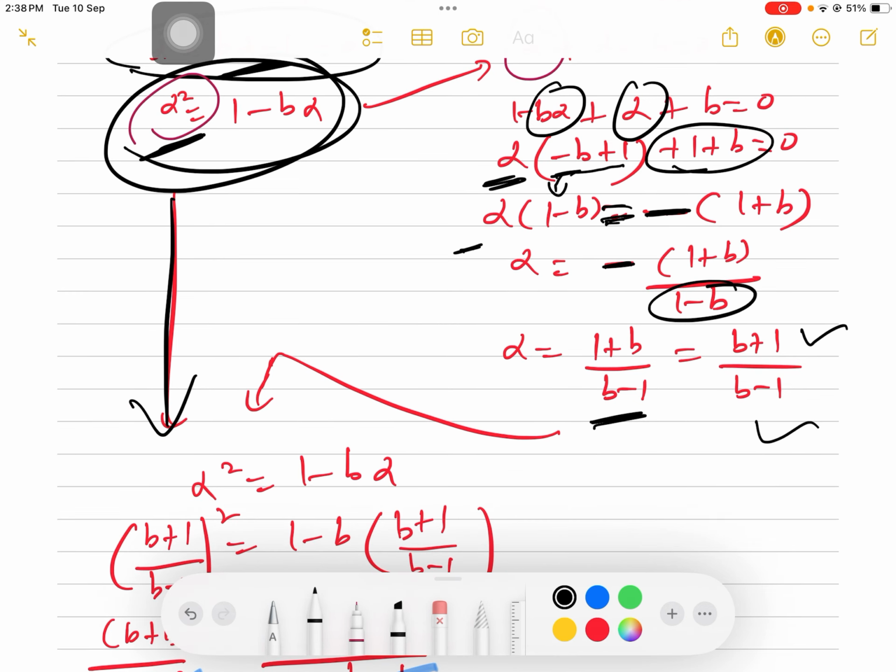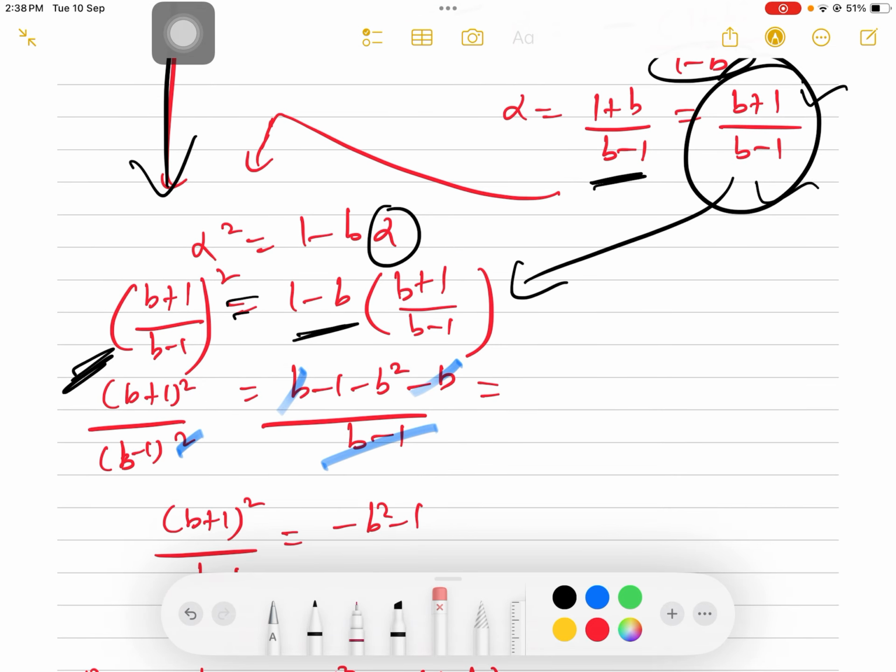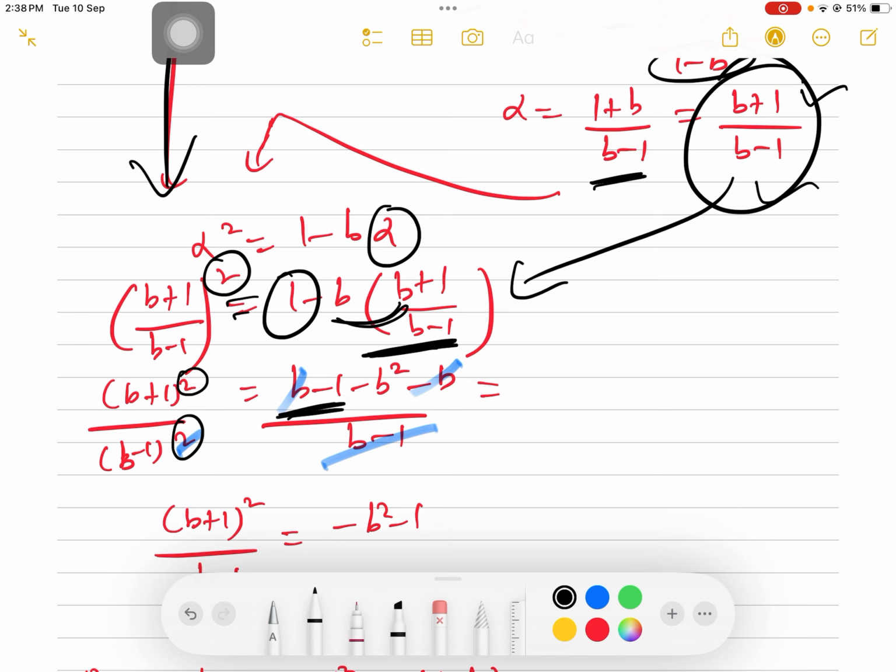So instead of alpha I put this value. Alpha square means I put b plus 1 by b minus 1 whole square here, equals to 1 minus b, and instead of alpha again I wrote the same value, b plus 1 by b minus 1. Now we have to simplify it. So I distributed the 2 in the numerator and denominator, and then here I took the LCM, b minus 1. So this b minus 1 multiplied by this I got b minus 1.